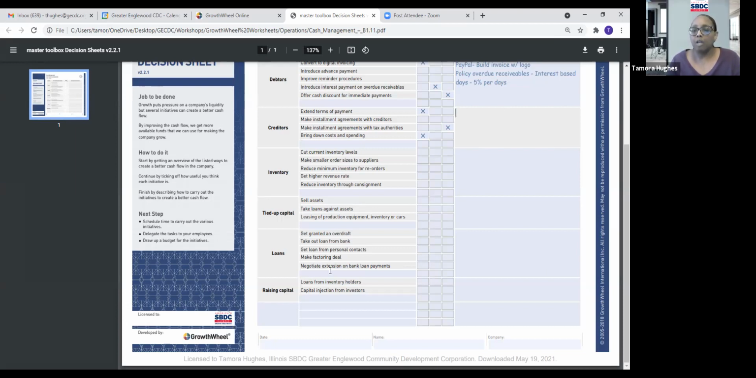And so the other ones are really general as well. Taking out a loan from a bank, is that a priority to you? Getting a loan from personal contacts, is that a priority? Factoring deals, is that a priority?